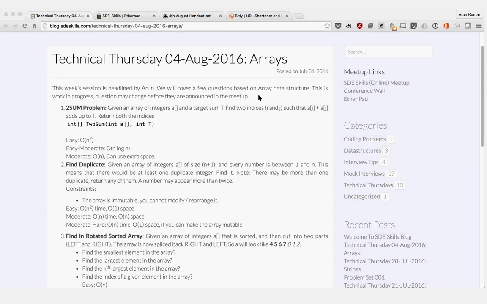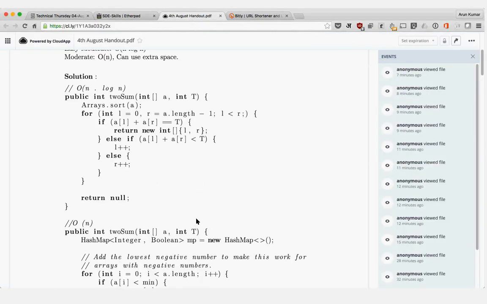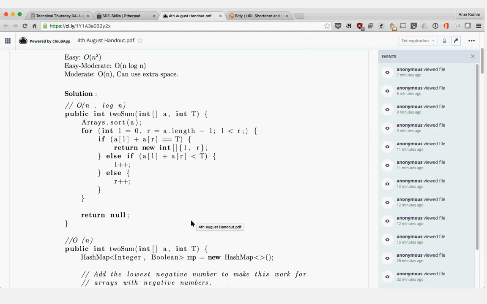Hi, I had a question. For the n log n solution that's given in the handout, is it r plus plus or r minus minus on one of the lines? Oh, is it written as r plus plus? Yeah. Oh yeah, that's a typo, I guess. Okay, got it. It's r minus minus. Yeah, just making sure. It was pretty obvious.